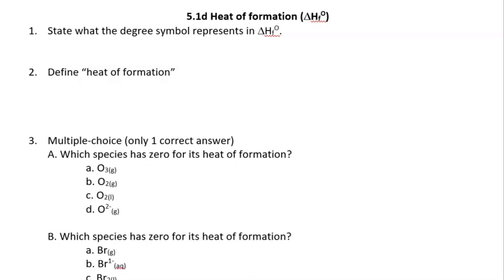Define heat of formation. This is the energy change or enthalpy change when 1 mole of a compound is formed from elemental forms under standard reaction conditions.